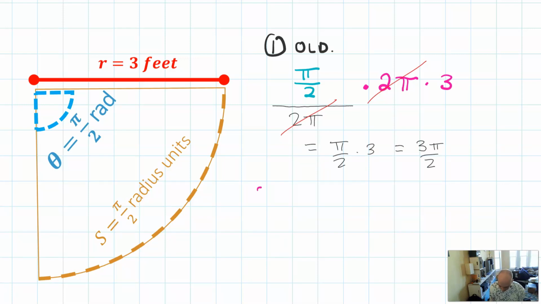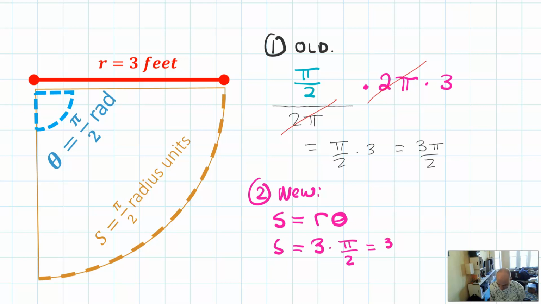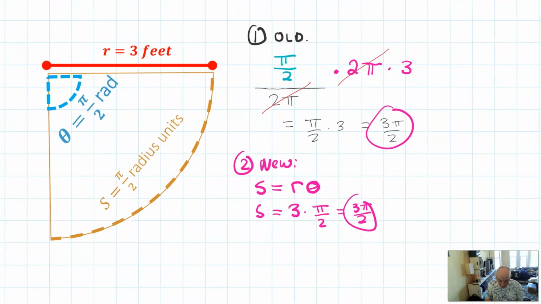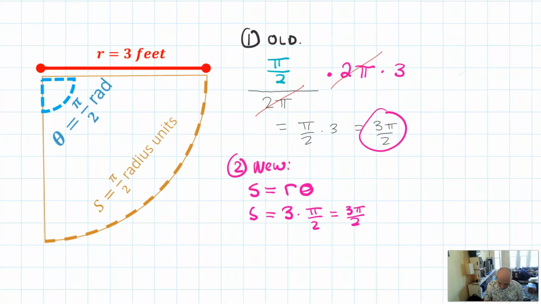If I use the new arc length formula, I basically skip that first step. I know the new formula is S equals r theta. So the arc length S or L, whatever, is equal to 3 times theta, pi over 2, which is 3 pi over 2. Look, same answer. Using either the ideas of proportionality, or if you just don't feel like doing proportions that day, you are free to use S equals r theta. And what I really want to highlight is nowhere did I have to convert to degrees, which is the wrong way to do this problem.